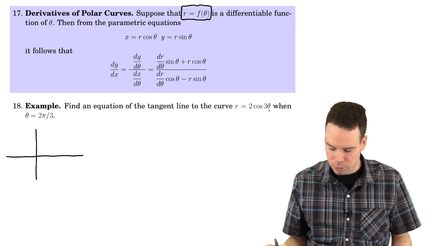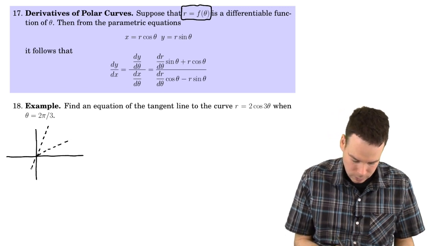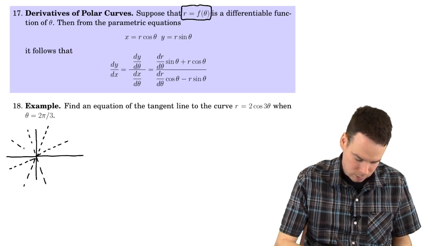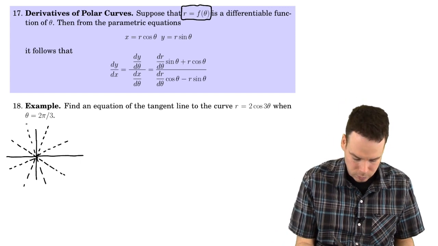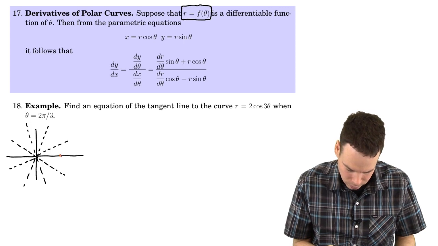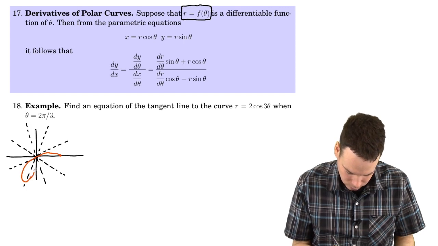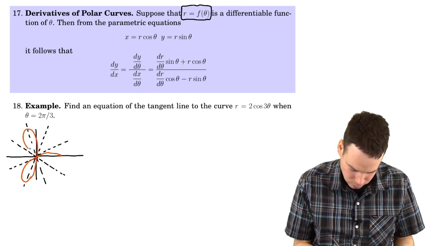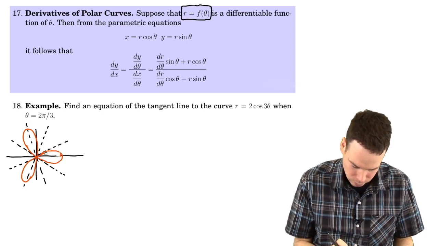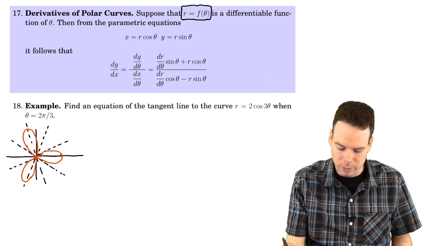So this was 2 cos 3 theta. We had these angles where interesting things were happening, all multiples of pi by 6 and so on. And the curve looked like this. It started out here and then spiraled in and then out and then around again. So something like that. Just fix it up. So there was our graph, sort of a 3-leaf flower kind of thing.